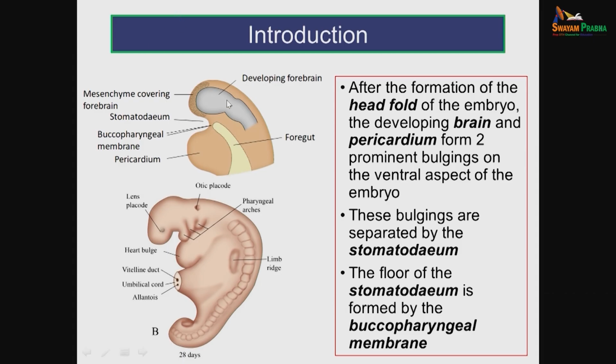So, after the formation of the head fold of the embryo, the developing brain and the pericardium form two prominent bulgings in the ventral aspect of the embryo. These are separated by the stomatodium, which is the future mouth. You can see from this picture that the floor of the stomatodium is formed by the buccopharyngeal membrane. When this breaks down, the foregut will be open to the exterior.